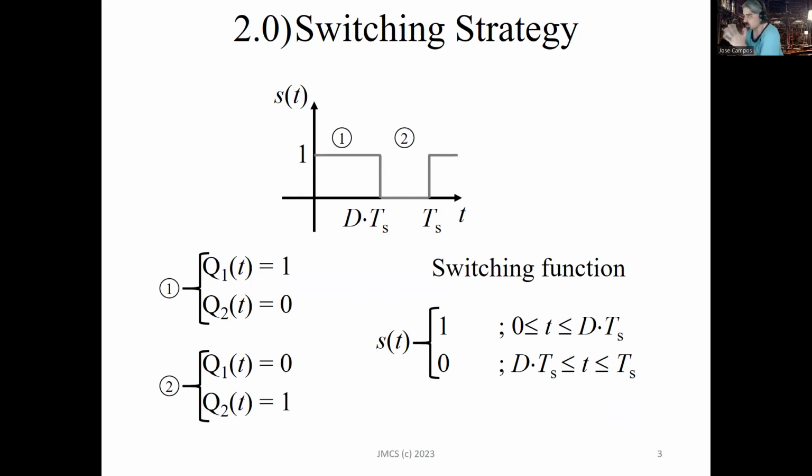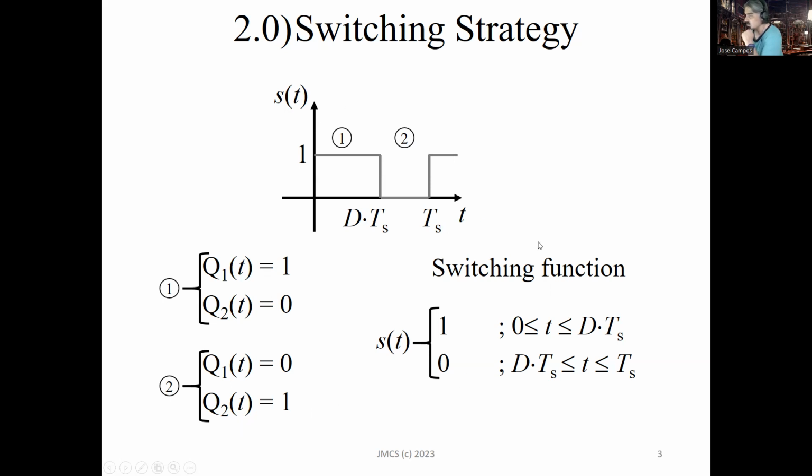As you can see in this plot, I graphed the switching strategy, which I divided into two parts, basically. In part one, the time range from 0 until the time DTS, Q1 and Q2 operate in such a way that Q1 is closed and Q2 is open. Now, when the time goes from DTS until TS, the switch Q1 is open and switch Q2 is closed.